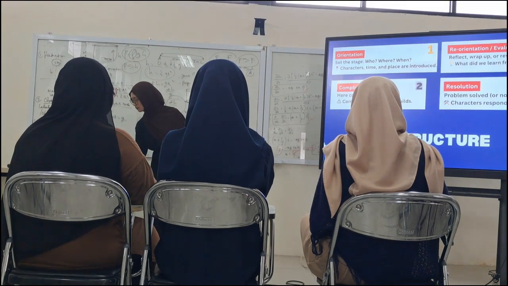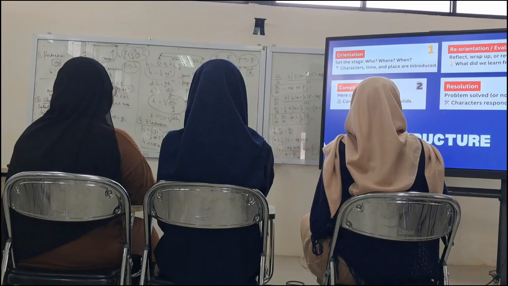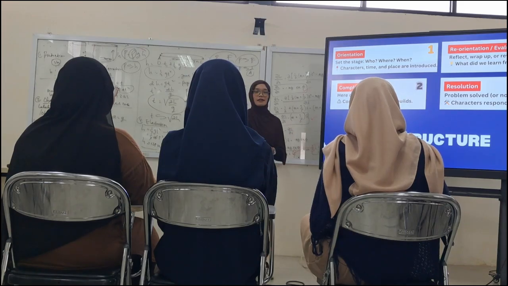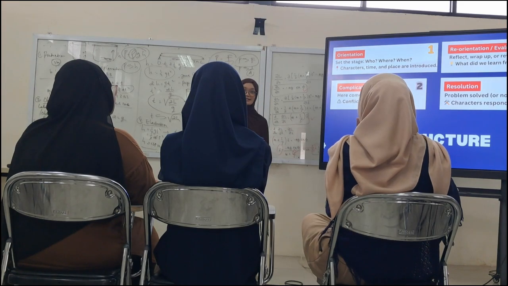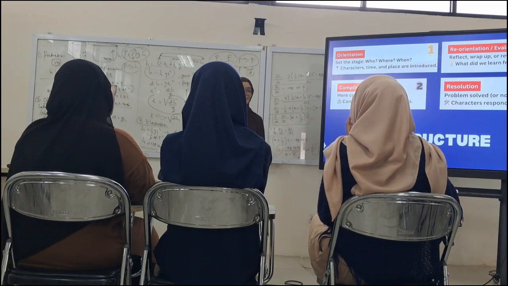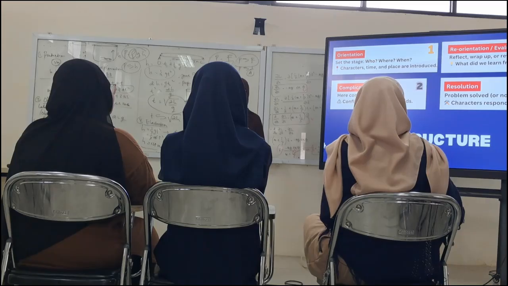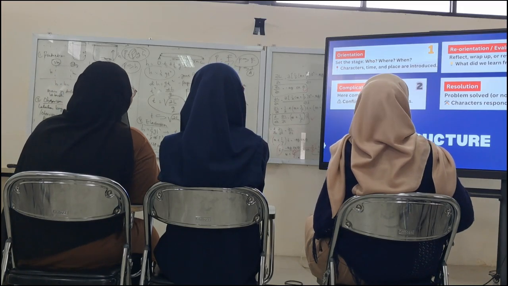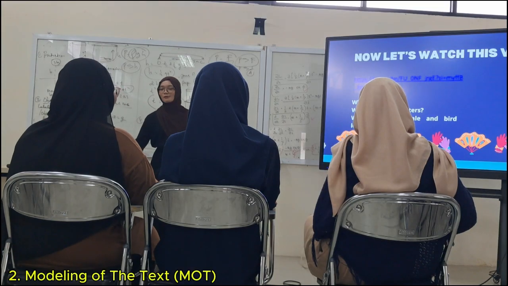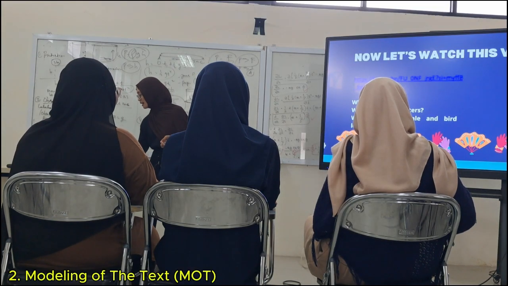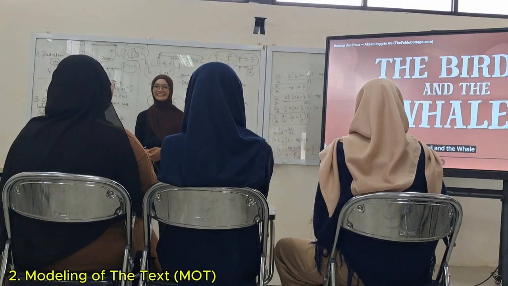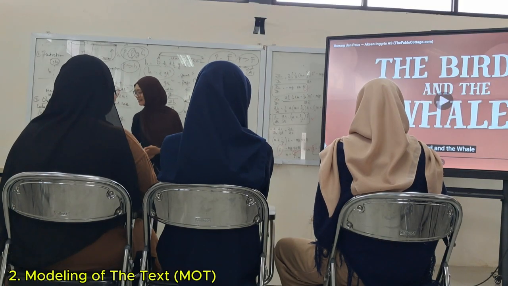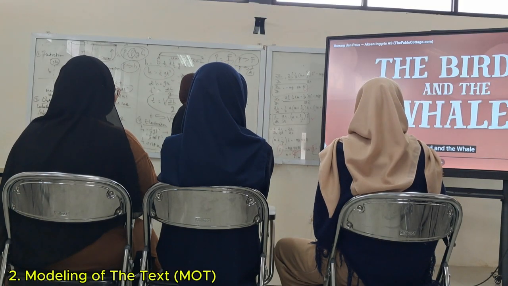In narrative text, there are four structures. The first is orientation. Second, complication. Third, resolution, and reorientation. Okay. Now let's watch this video. Okay, are you ready? The Bird and the Whale.